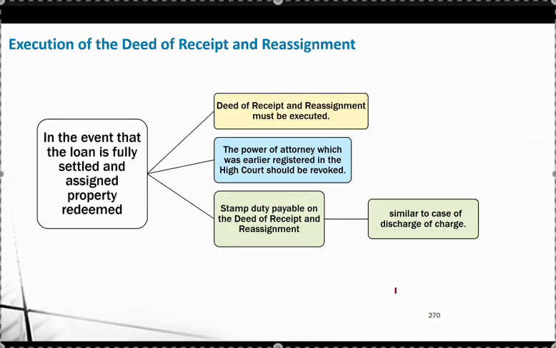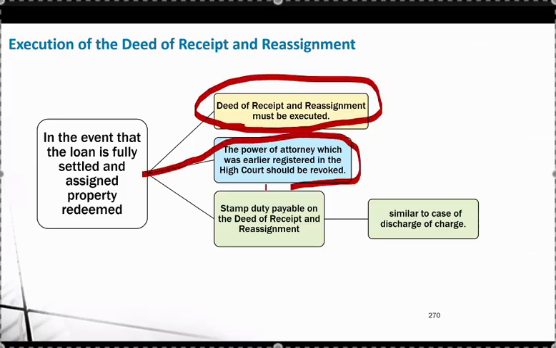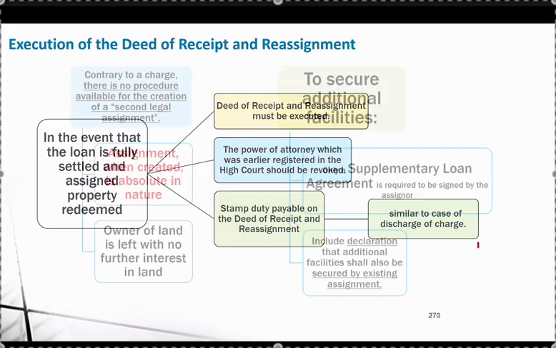In the event the loan is fully settled and assigned, we have what they call a deed of receipt and reassignment that must be executed. Power of attorney, which was earlier mentioned, must be revoked. Stamp duty is similar to discharge of charge.